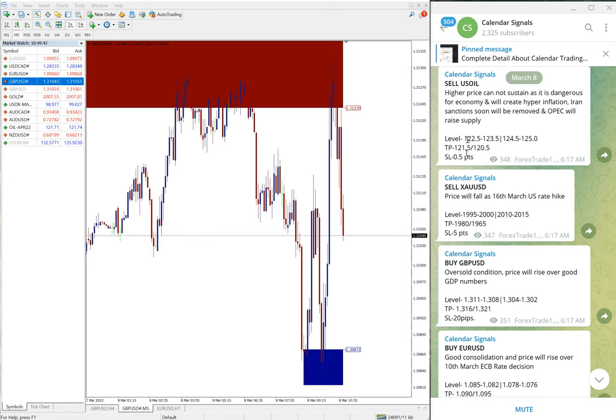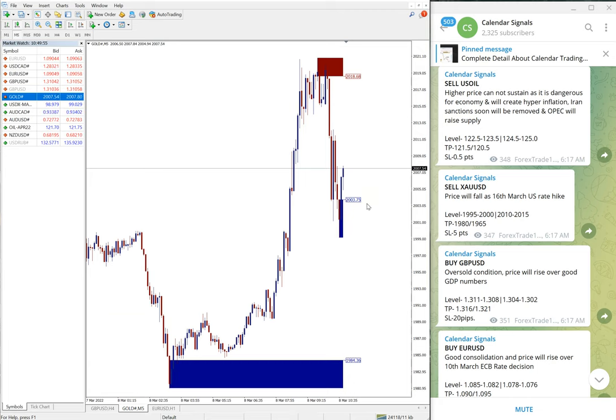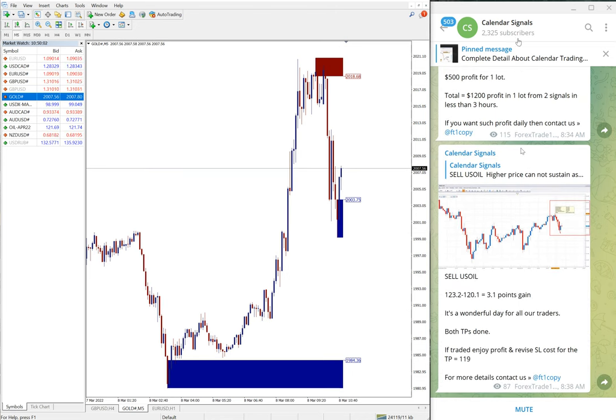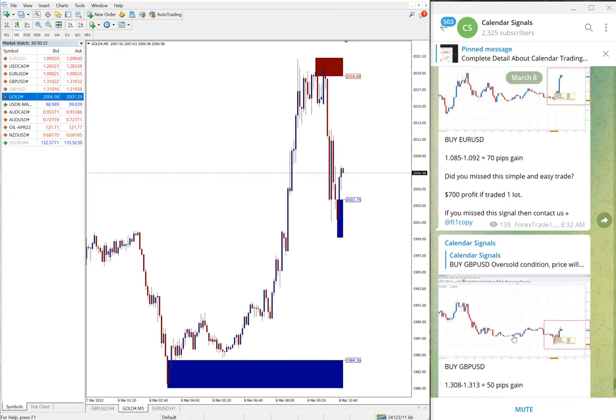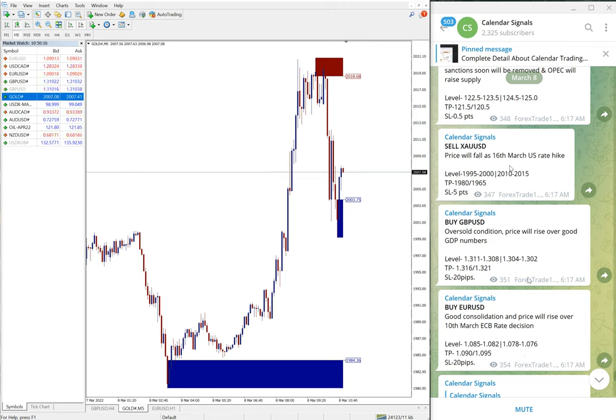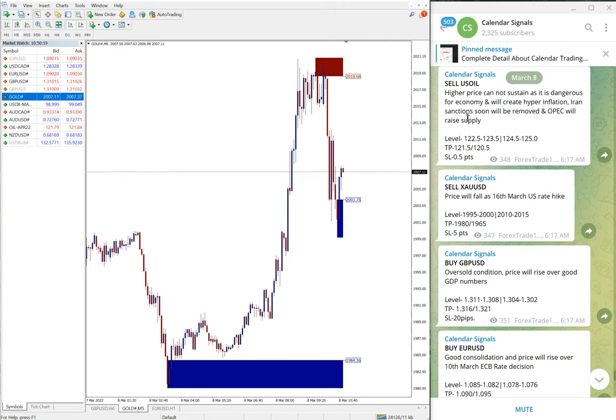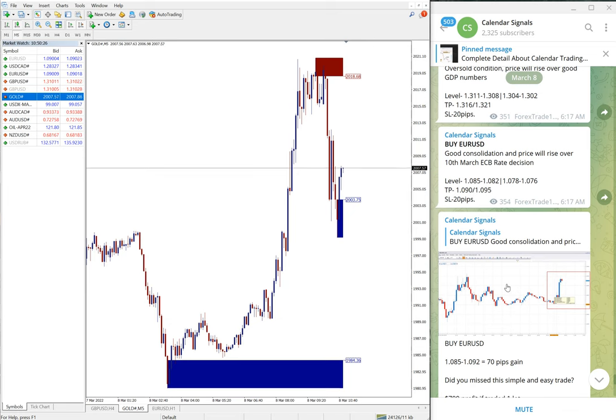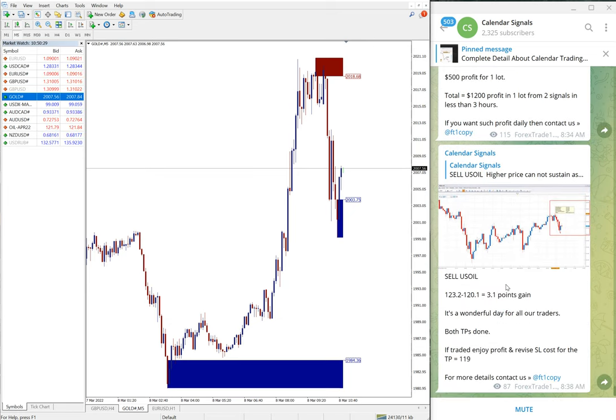So today we gave four signals: sell USOIL, sell XAUUSD, buy GBPUSD, and buy EURUSD. Out of four, three already performed, and the gold signal is yet to perform, and our SL is not hit yet. Once the market progresses, we will give the update on this Telegram channel. It is still trading in our zone only, and hope it will start to perform. As of now, out of four, three signals performed well: very good performance on USOIL 3.1 points, then EURUSD 70 pips gain, and GBPUSD about 50 pips gain. So that is all for now.